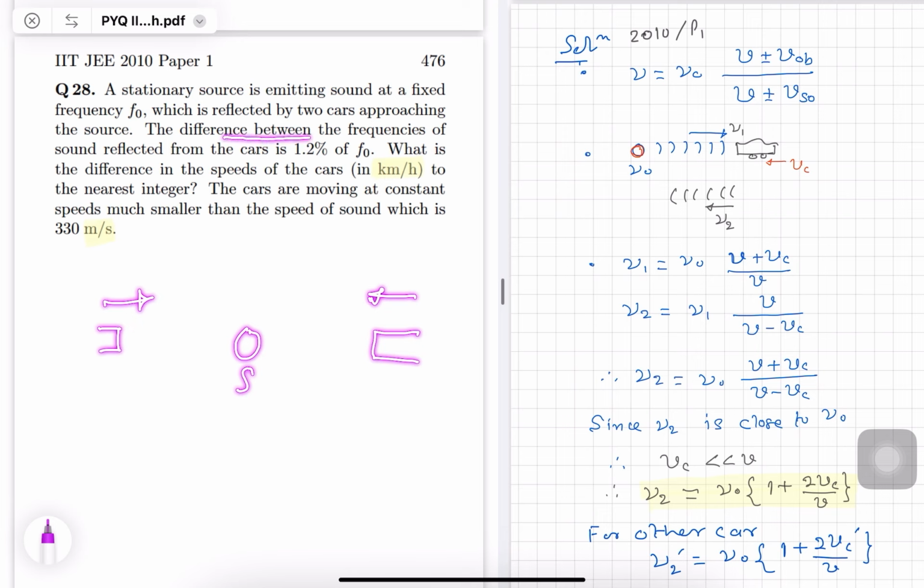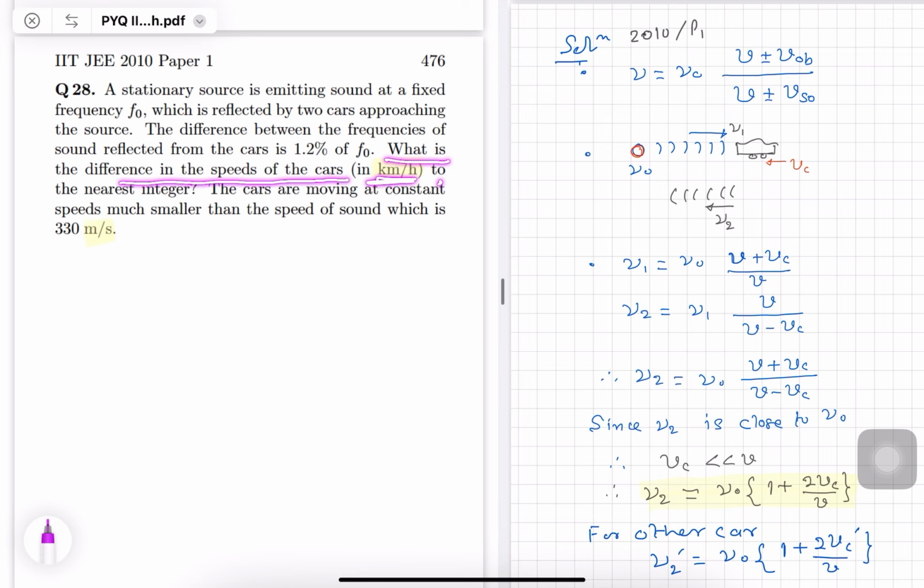The difference between frequencies of sound reflected from the cars is 1.2% of f naught. That means whatever sound they are receiving and then reflecting, that reflected sound frequency differs by 1.2% of the original frequency f naught. But we have to find the difference in speeds of the cars in kilometer per hour.